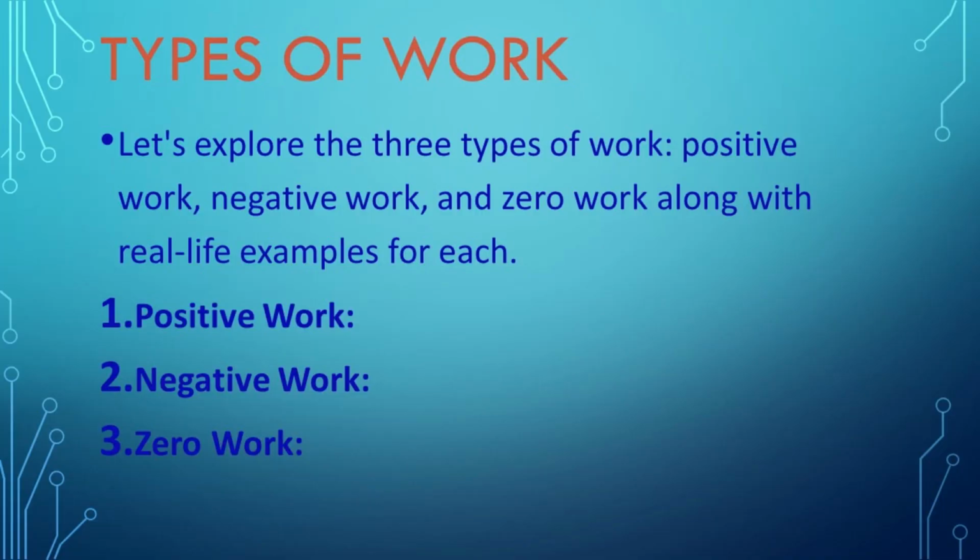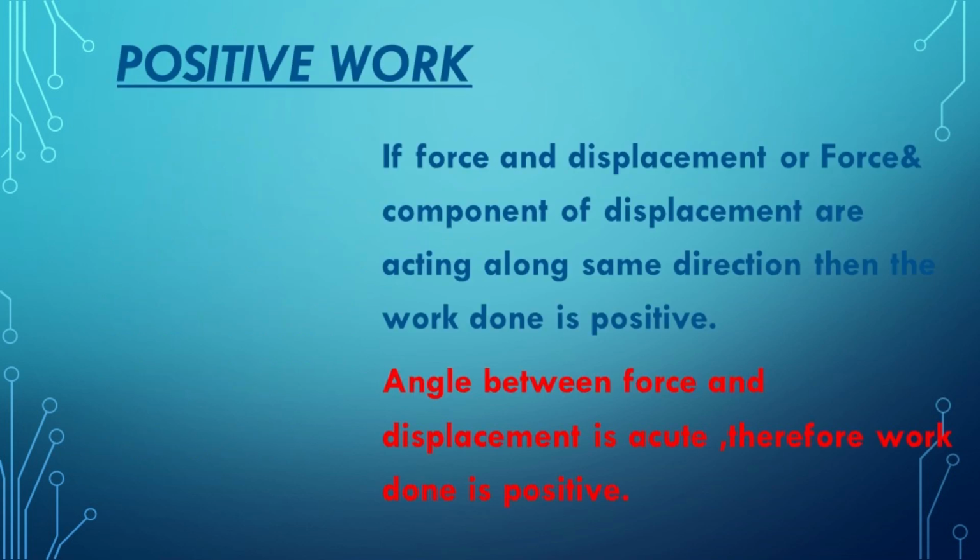Children, let's explore the three types of work. It is positive work, negative work, and zero work, along with the real life examples for each. Positive work. If the force and displacement, or the force and the components of displacement, are acting along the same direction, then, children, the work done is positive. Angle between force and displacement is acute, therefore work done is positive.